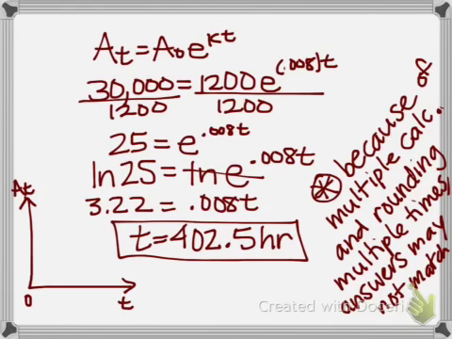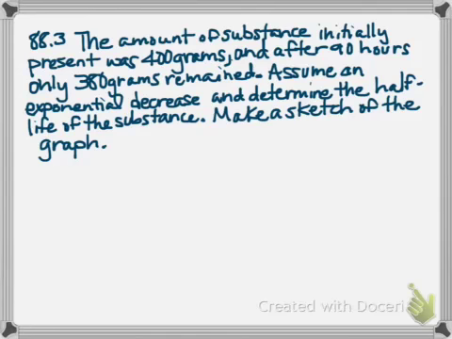So when we graph this one, our initial amount was 1,200 and it's exponential growth. So that's what you need to know. Okay, next problem. The amount of substance initially present was 400 grams, and after 90 hours only 380 grams remained. Assume an exponential decrease and determine the half-life of the substance. Make a sketch of the graph.